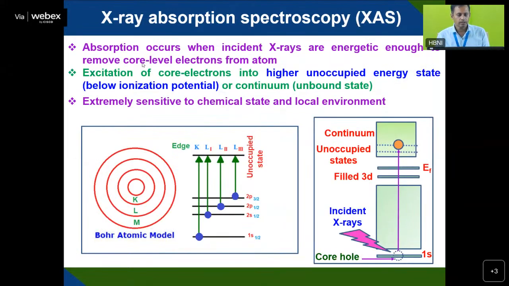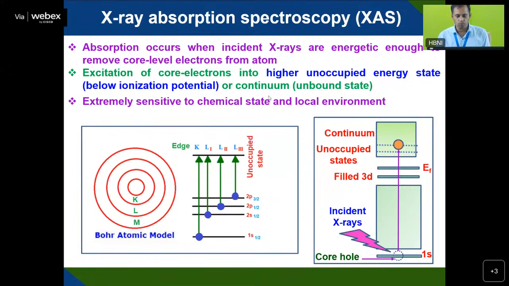The absorption occurs when incident X-rays are energetic enough to remove a core level electron from an atom. You have a core level electron, and you can see the K, L, M shells of the Bohr atomic model. You have core level electrons at 1s, 2s, 2p1/2 or 2p3/2, so there are different energy levels. The electrons are there, and X-rays come in; only an X-ray that is energetic enough to remove this core electron will be absorbed.